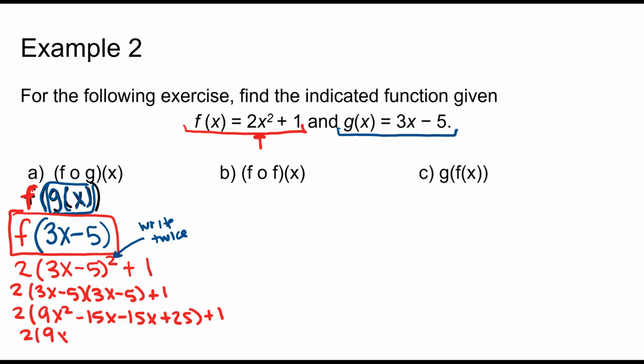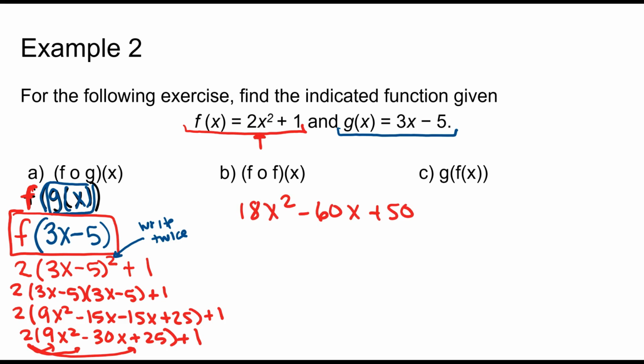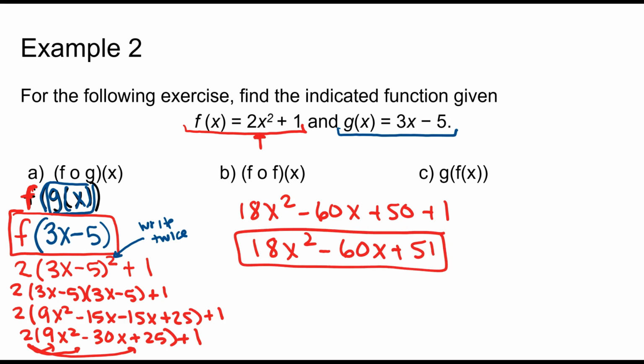Oh boy, I'm running out of space here. Distribute that 2 in last. Take up the space over here. So it's going to give us 18x squared minus 60x minus 50. Now plus 1. So the correct answer is 18x squared minus 60x plus 51. If you got lost right around here, go back through slowly and you're distributing throughout here, keeping that 2 on the outside.